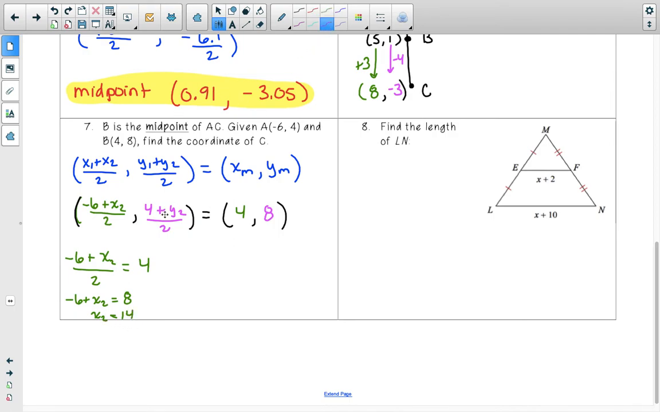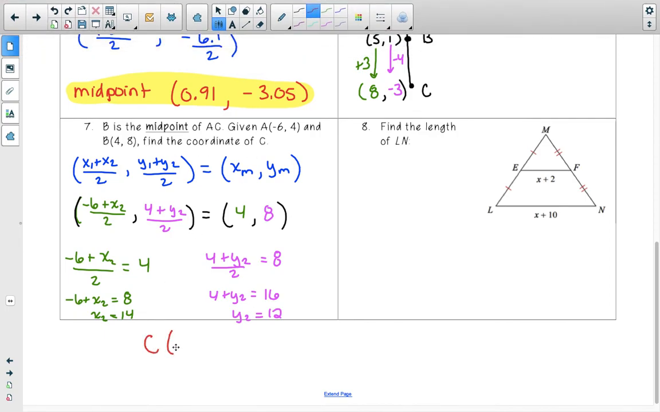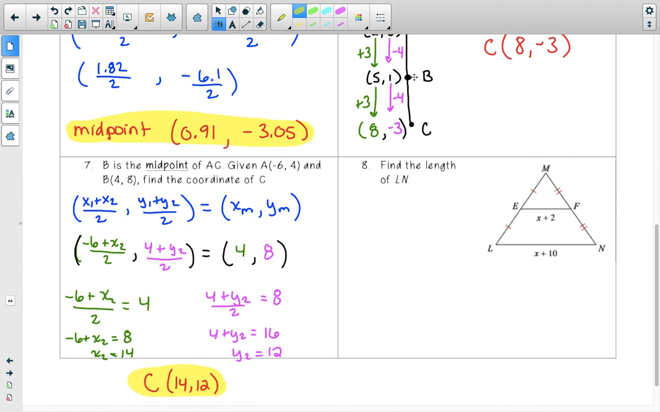I'll do the same thing with my y's. I'd have 4 plus y sub 2 divided by 2 is equal to 8. I'll multiply by 2 to get rid of this denominator, so I'd have 4 plus y sub 2 is equal to 16. And then I'll subtract 4 from both sides, so I'll have y sub 2 is equal to 12. Now I have my x sub 2 and my y sub 2, so I can write my coordinate for C. C is at 14, 12. This takes a little bit more work, but it's the algebraic method versus the visual method. You could use either way.